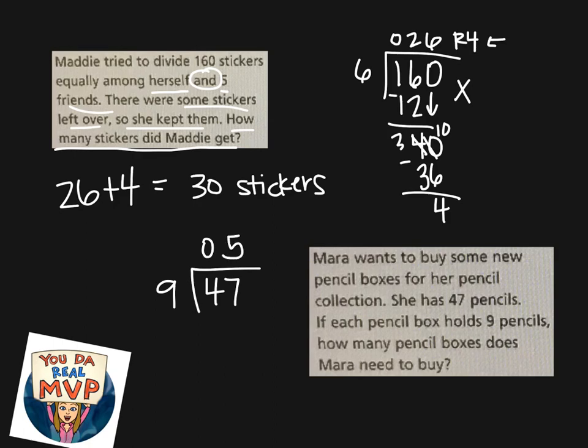9 times 5 is 45. Subtract. 47 minus 45 is 2. No numbers to bring down, so that's my remainder.